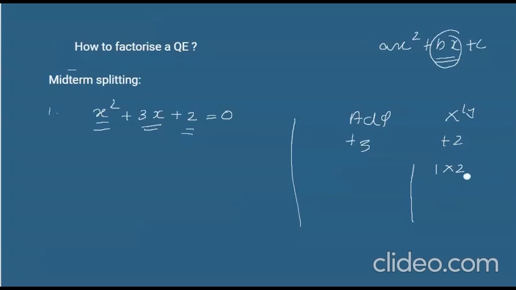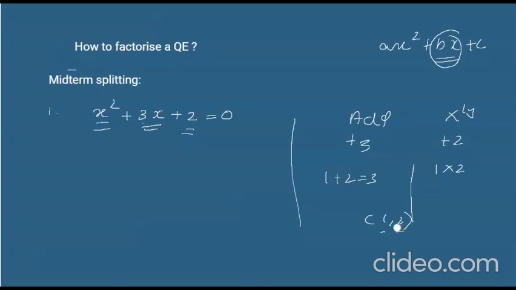1 into 2 is the only factorized form, isn't it? So, let me see what is 1 plus 2. Yeah, 1 plus 2 is equal to 3. So, we need the values 1 and 2. That's why I told you we have to find two numbers in such a way that their sum is equal to the middle term and the product is the last term.